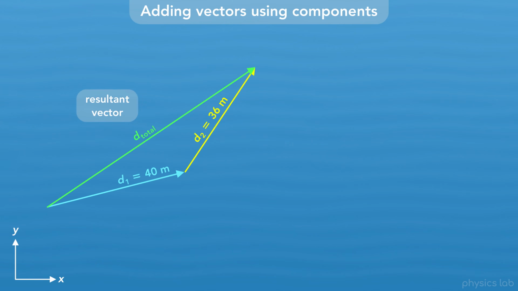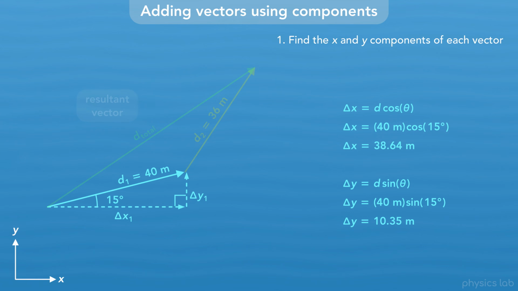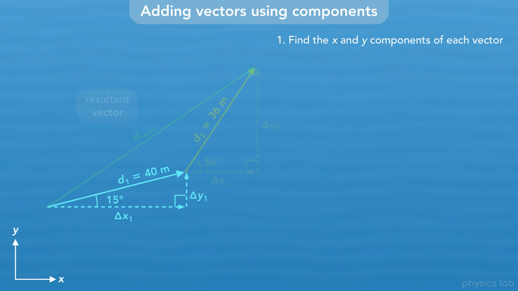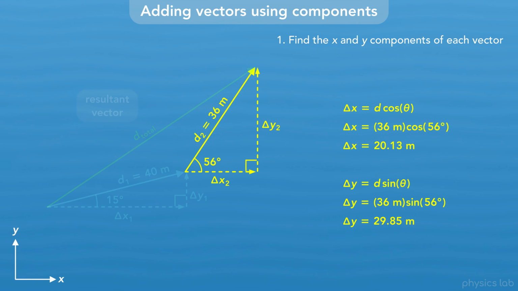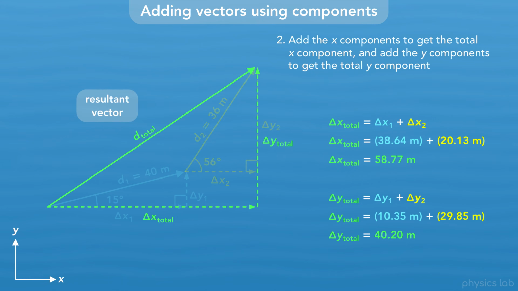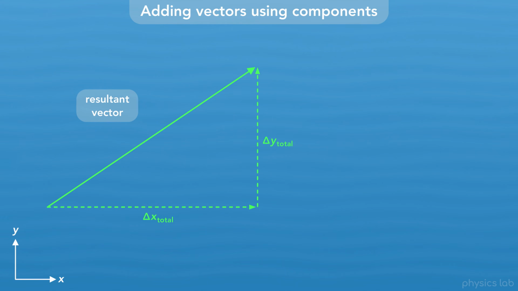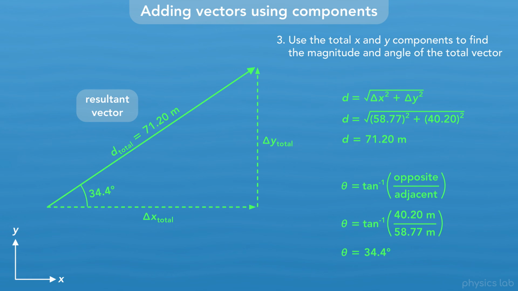That's all we're going to cover in this video, so let's do a summary of the main points. We can add vectors together to find the resultant vector by using components. We start by finding the components of the first vector, then we find the components of the second vector, and we repeat that for every vector that we're adding. Next, we add the x components together and the y components together to find the components of the resultant vector. Finally, we use the components of the resultant vector to find its magnitude and angle.